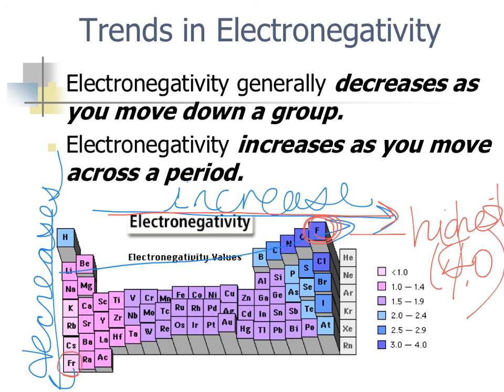The lowest electronegativity on the periodic table is francium. That means francium really has no desire for extra electrons, and in fact tends to give away its valence electrons. So you could write this trend with a diagonal arrow to show electronegativity.